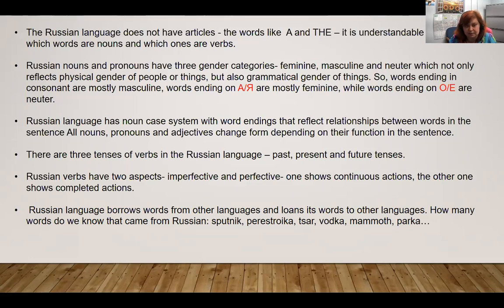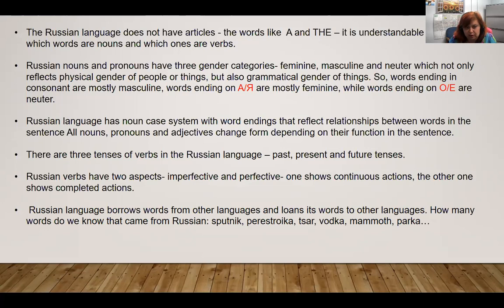There are 3 tenses of verbs in the Russian language: past, present, and future tenses, nothing else, just 3 tenses. But we have 2 aspects, imperfective and perfective. So imperfective aspect shows continuous actions, and the other one, the perfective aspect, shows completed actions. So here we're closer to the English language.